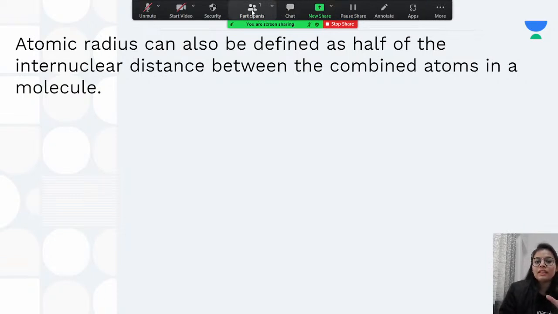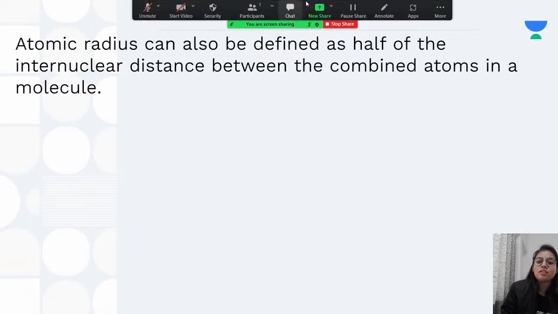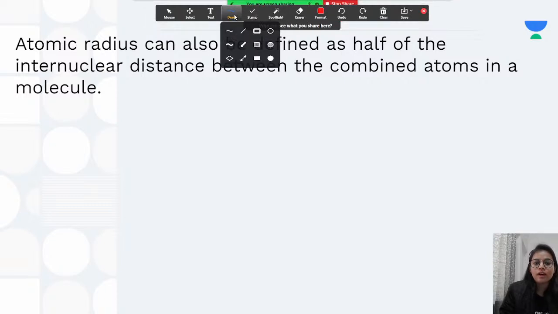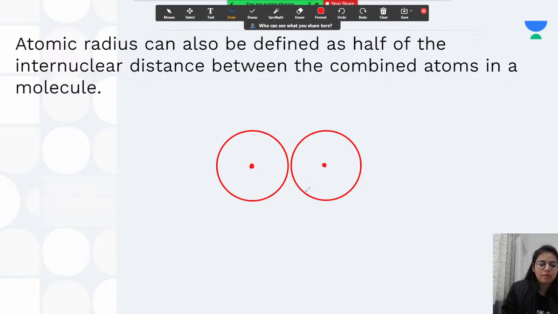Now we just saw the case in which there was only one atom. Now how do we know the radius when we have atoms in combination, as in the case of a molecule? Let me show it to you. If I take the case of molecules, let's say there is one atom and this is another atom. Now if I take the case of nucleus, one nucleus will be here and the other nucleus will be here. So these are the 2 nuclei.